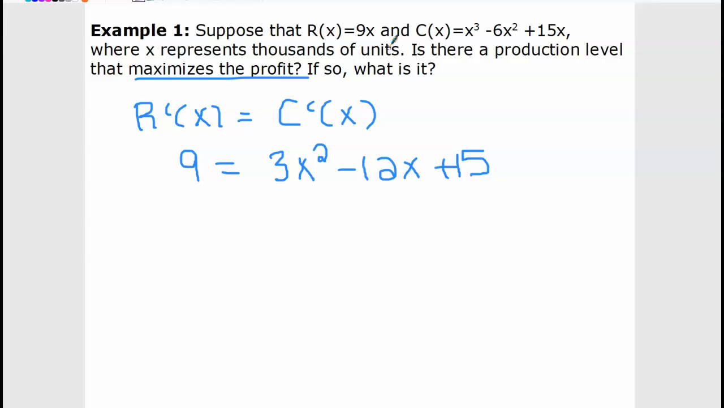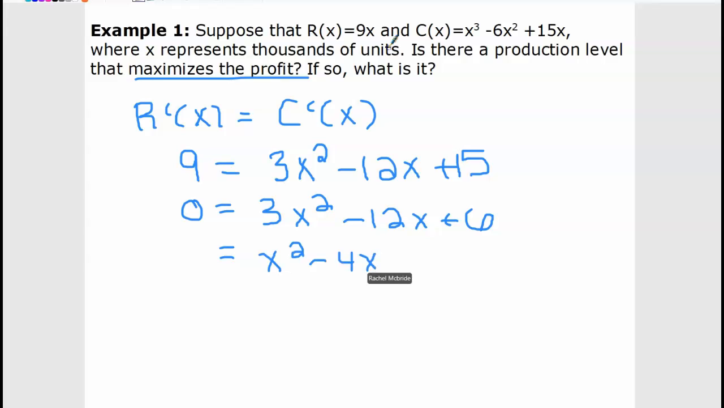So we know that if we have a quadratic, it has to be set equal to 0. So I'm going to subtract 9 from both sides. So 15 minus 9 is 6. What's kind of nice is I could divide everything by 3. But that also helps me to see that there are no factors of 2 that sum to -4. So this would be a quadratic formula.